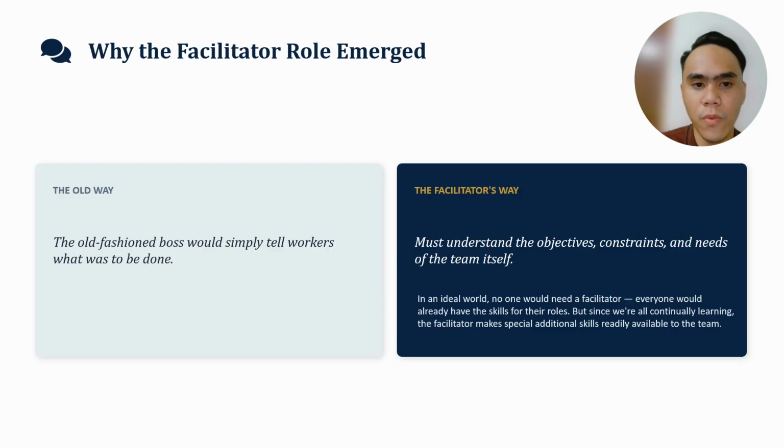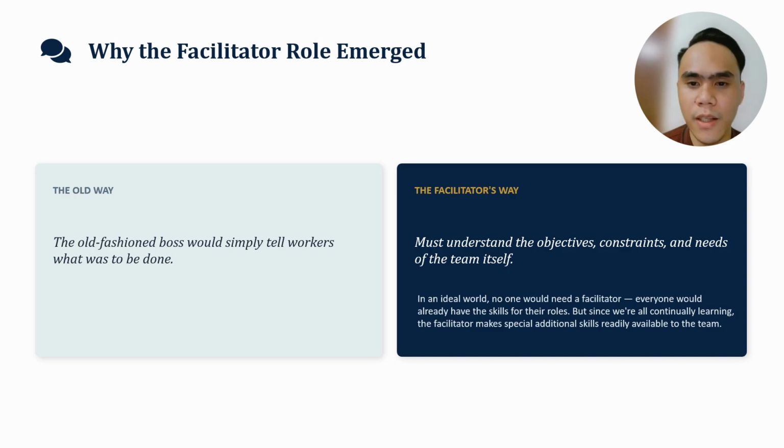So let's start with why this role exists at all, because it wasn't always part of how organizations work. This chapter frames it as concurrent with the rise of teams. The emergence of the facilitator as a key organizational player happened alongside the shift toward the team-based work we covered last session. The contrast is useful: whereas the old-fashioned boss would simply tell workers what was to be done, a facilitator has to operate completely differently.